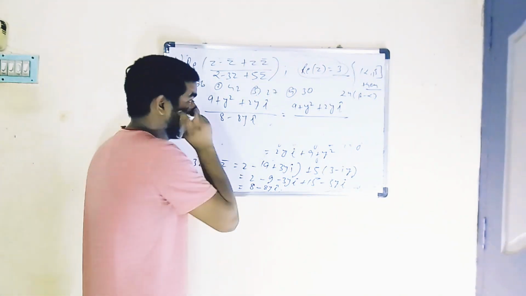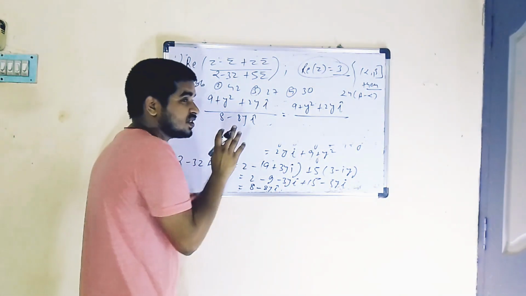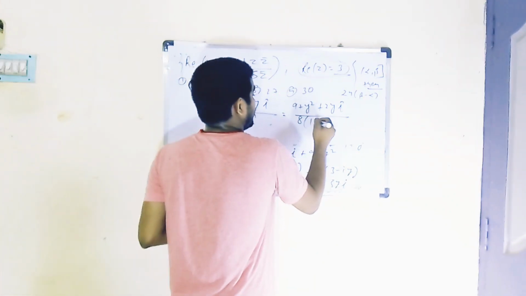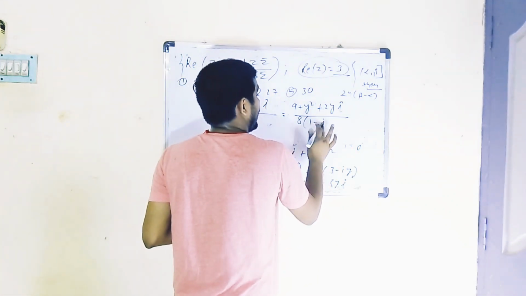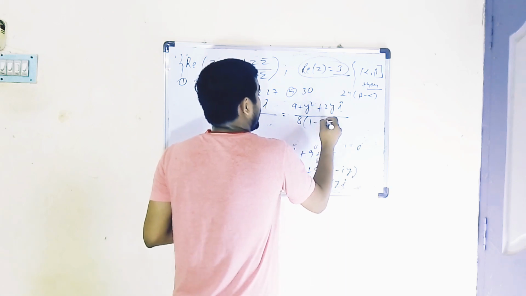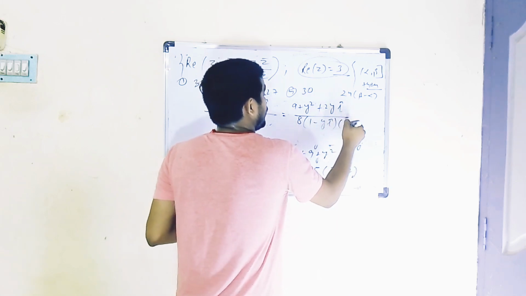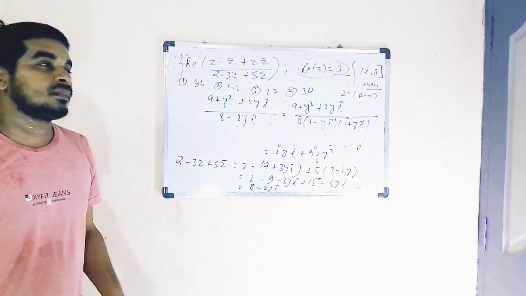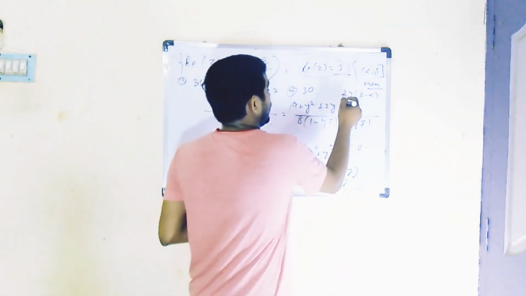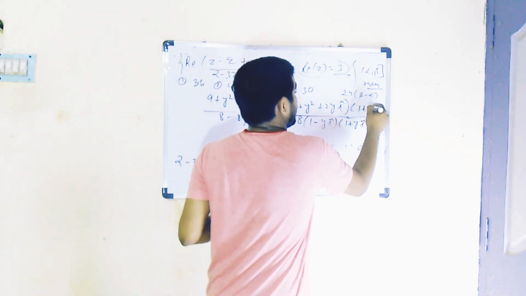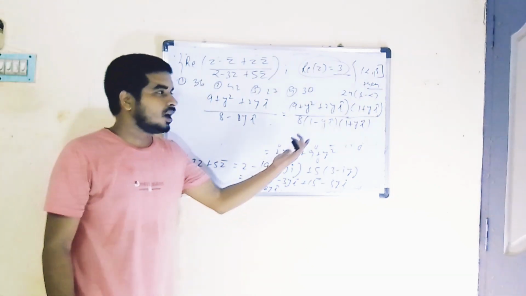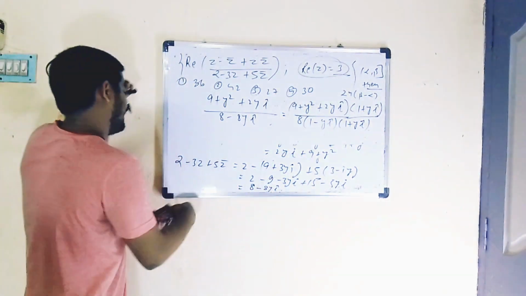So if you take 8 common, so what will be this? 1 minus iy. So take 8 common, so 1 minus iy. Yes or no? 1 minus yi into 1 plus yi. Do you agree with me? Yes or no? Yeah, simple. Now I think I can erase all this.